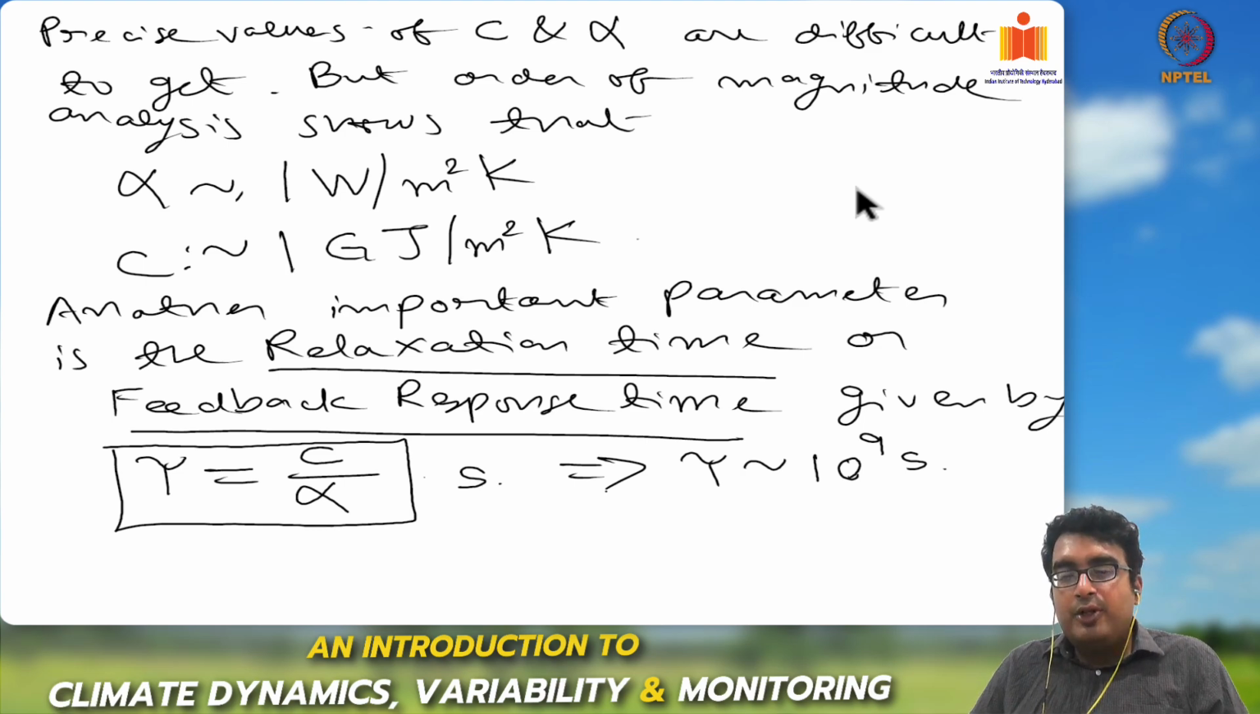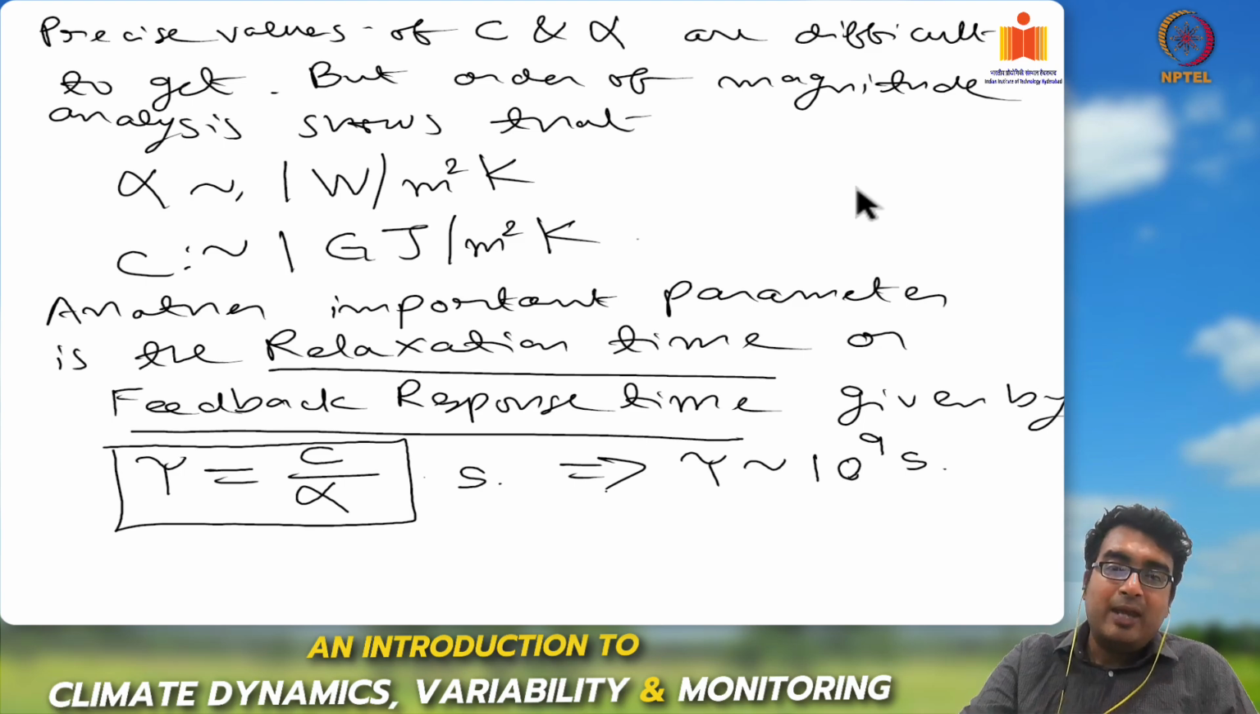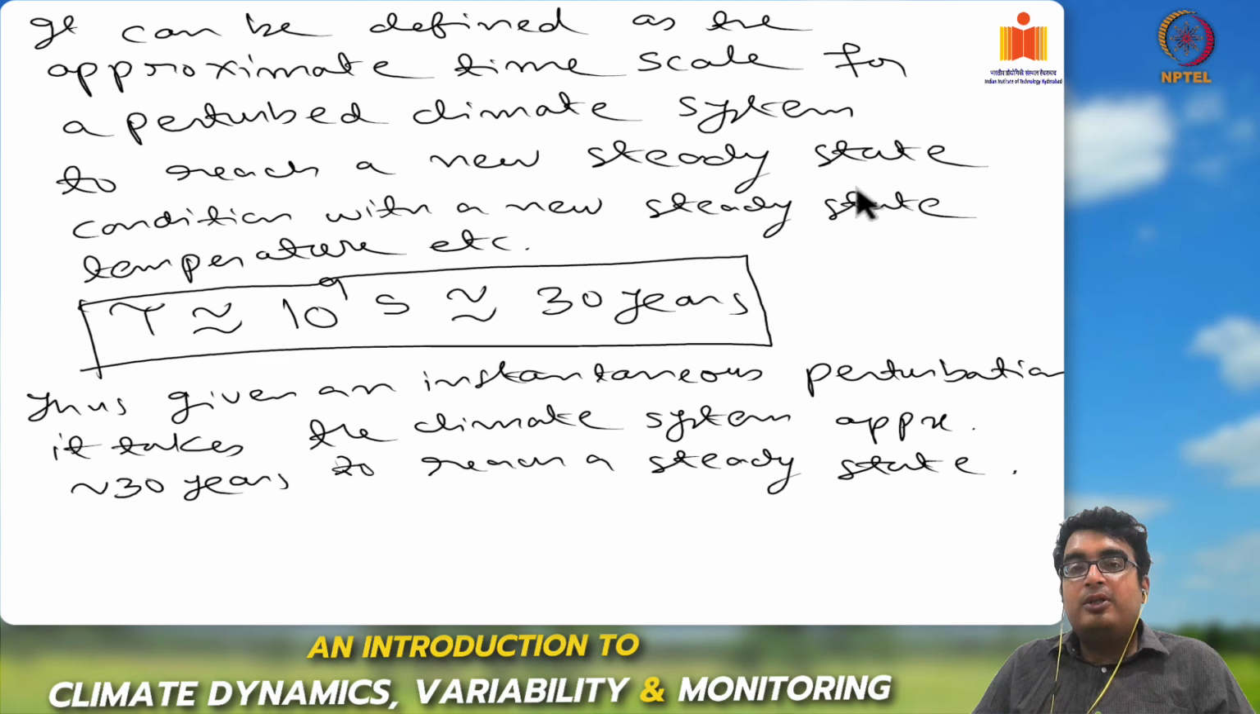We also defined an important parameter called the relaxation time or feedback response time, which is the ratio of these two terms, C by alpha, and its unit is seconds. And for the planetary system, the C by alpha, the feedback response time, is around 10 to the power 9 seconds, which is around 30 years. And we said that the feedback response time gives us the approximate time scale that is required for a perturbed climate system to reach a new steady state.